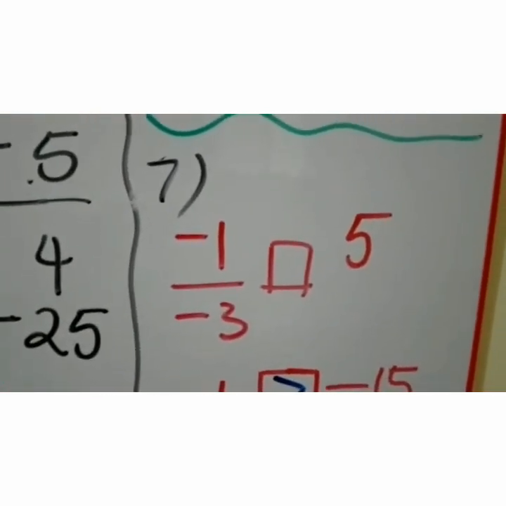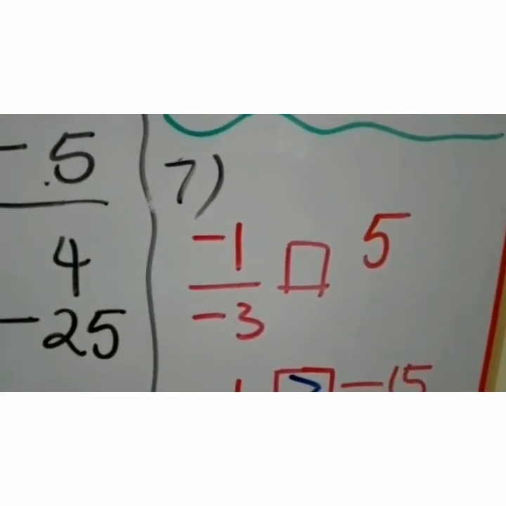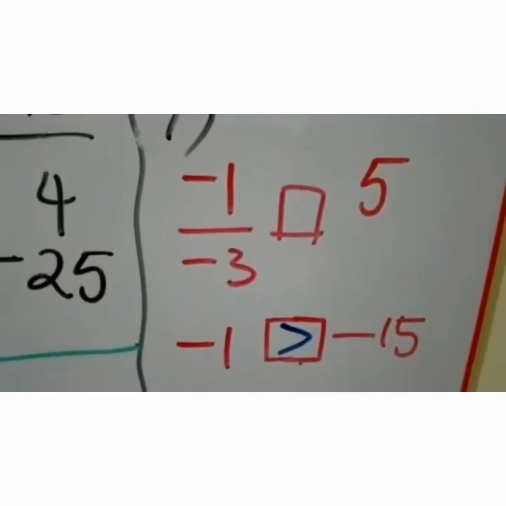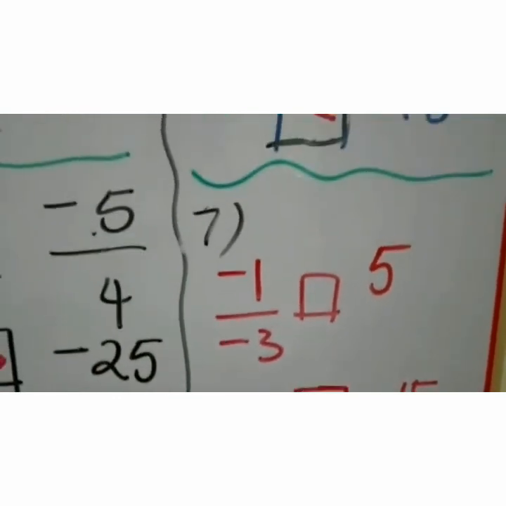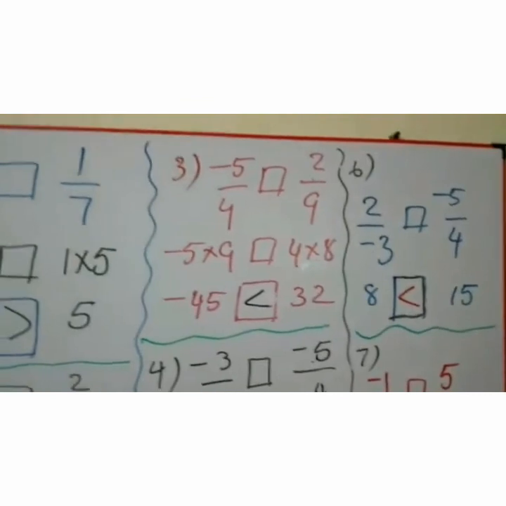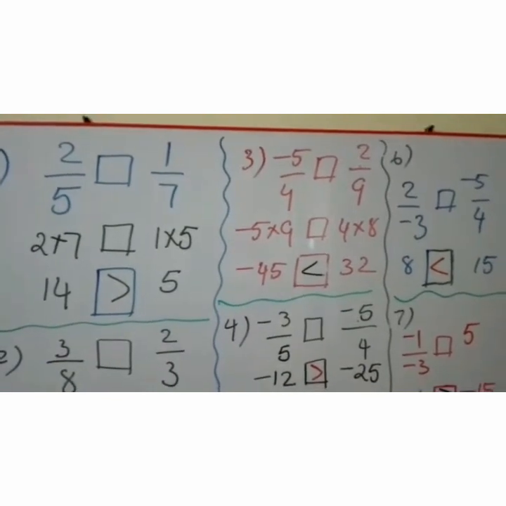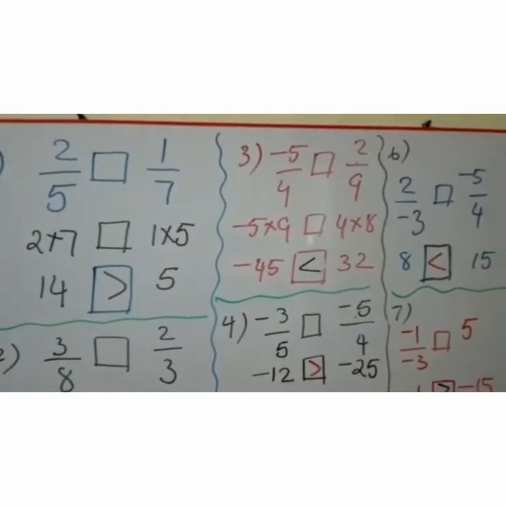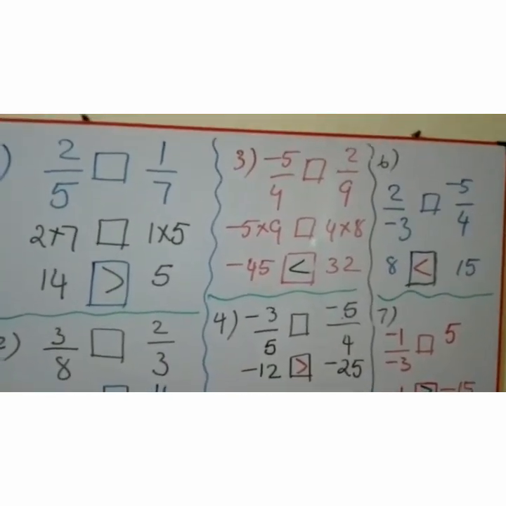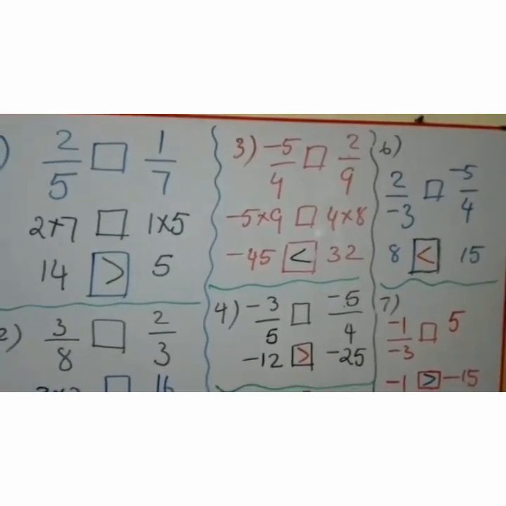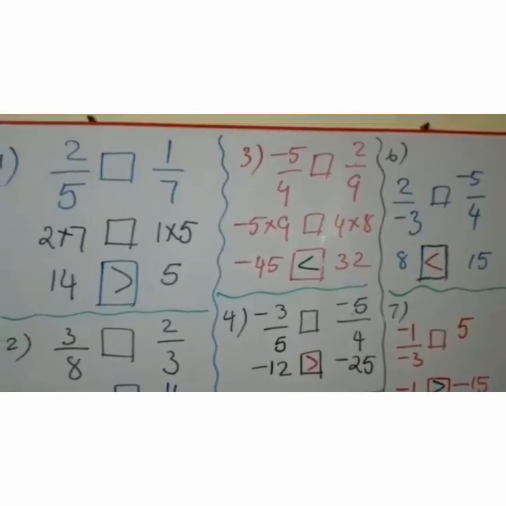Negative 1 by negative 3 and 5 we are comparing. And 5 is a rational number with denominator 1. So, negative 1 into 1, negative 1. Negative 3 into 5, negative 15. Negative 1 is greater than negative 15. This is the general method for comparison. If both the denominators are the same, you know that the one with the greater numerator will be greater. And in the case of negatives also, if the denominators are the same, you know how to compare negative numbers.